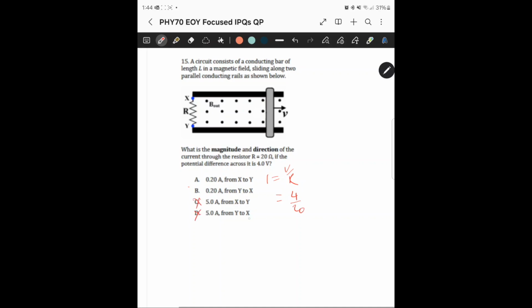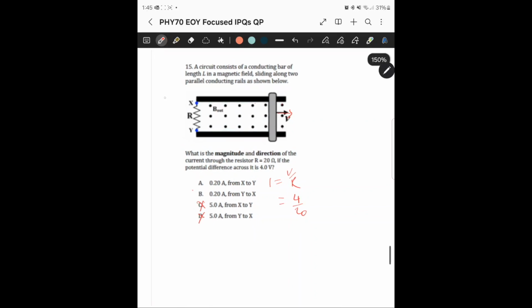So C and D are wrong. So now we need to figure out the direction. All right. Field is coming out of the page. This bar is moving to the right, so I'm catching more dots. That means it's getting stronger. There are more field lines coming out of the page as I move the bar. And my area will increase. If my area is going to increase, it's getting stronger.